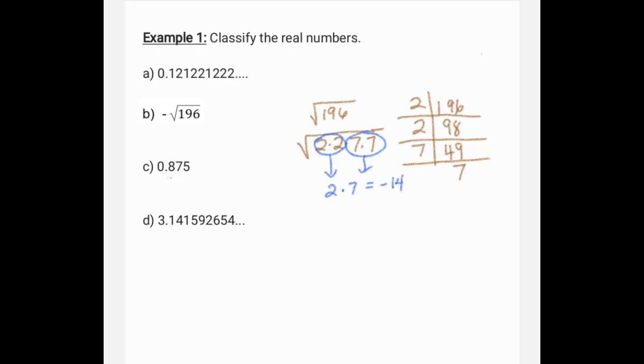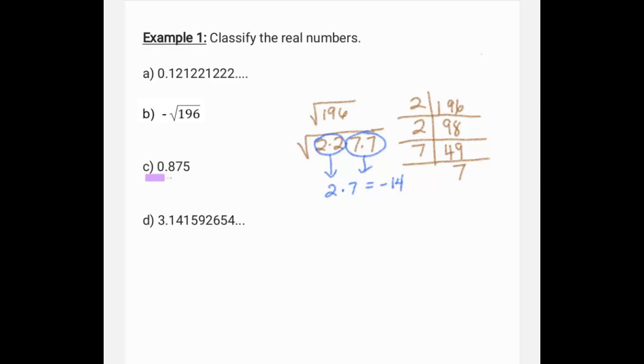So that becomes a -14. Because it is an integer number, this is now considered a rational number. Now let's look at letter C. Is C a rational number or irrational number?